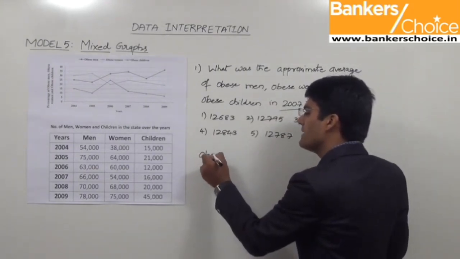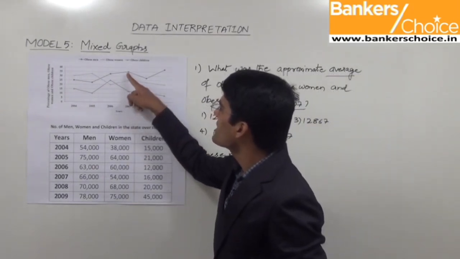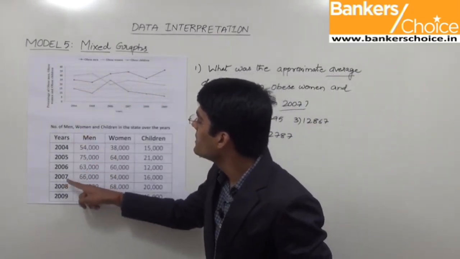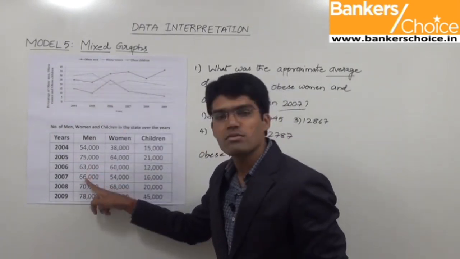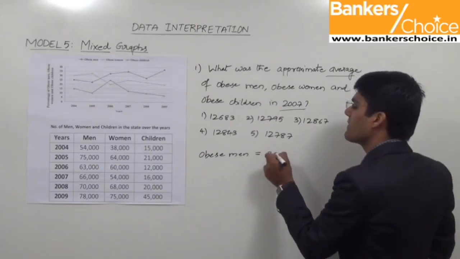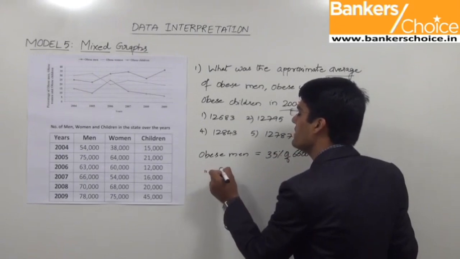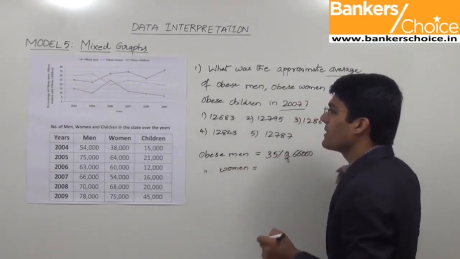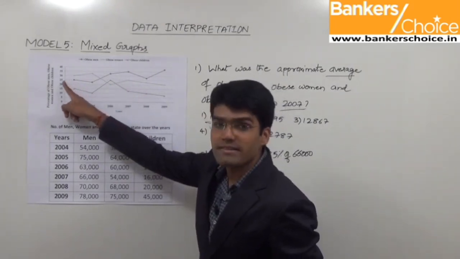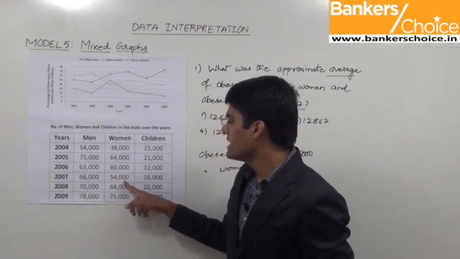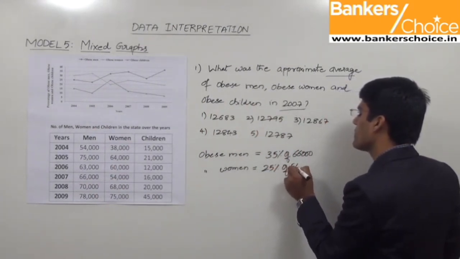So obese men in 2007: the percentage of obese men is 35 and total men in 2007 is 66,000. So 35% of 66,000 will give us the number of obese men in 2007. Then obese women in the year 2007: the percentage given here for women is 25% and the number of women in 2007 is 54,000. So we can take it as 25% of 54,000.